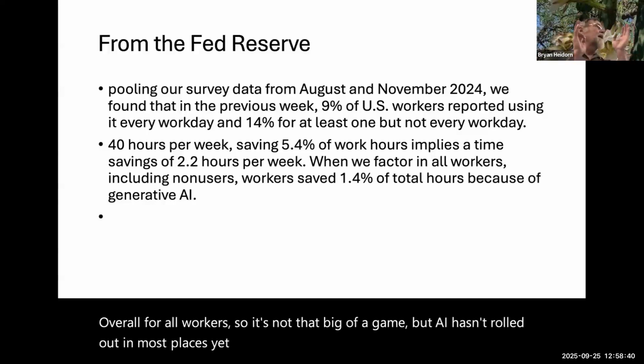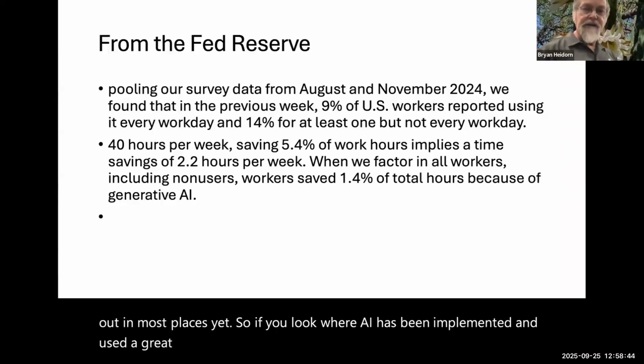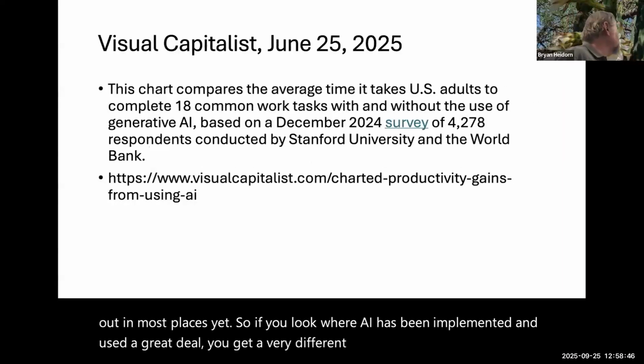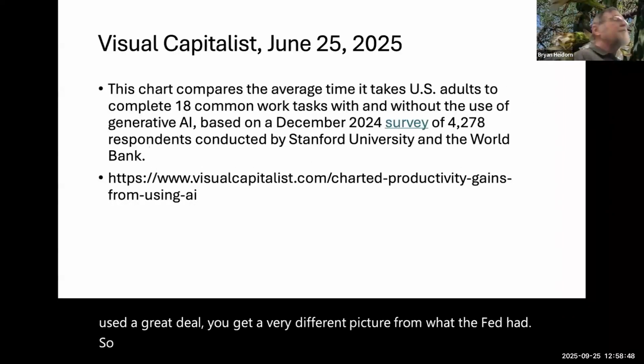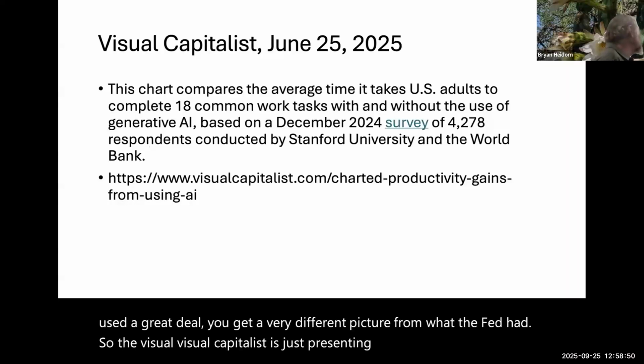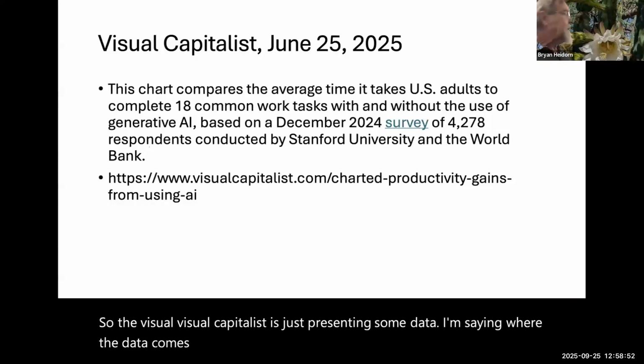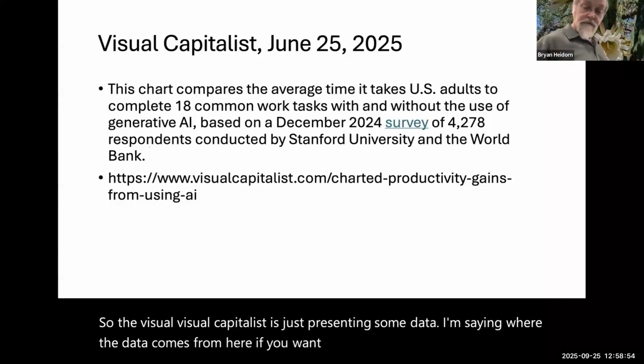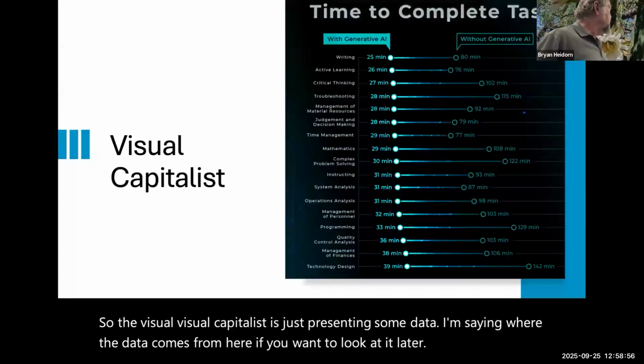So if you look where AI has been implemented and used a great deal, you get a very different picture from what the Fed had. So the Visual Capitalist is just presenting some data. I'm saying where the data comes from here, if you want to look at it later. Go ahead.